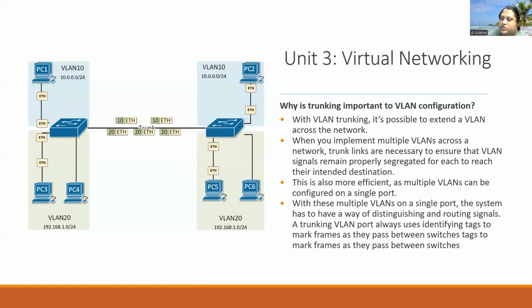So anything with destination 20 gets tagged. Anything with destination 10 gets tagged. If we had a VLAN 30 and it's going to VLAN 20, it's tagged. That's what it's referred to.